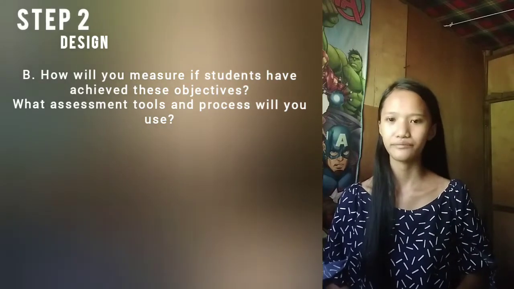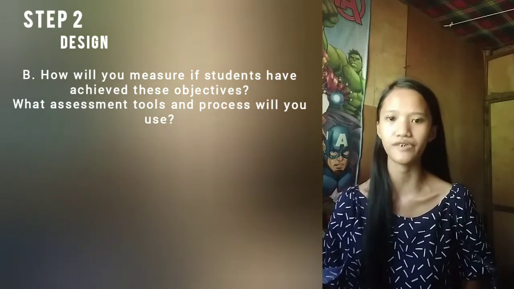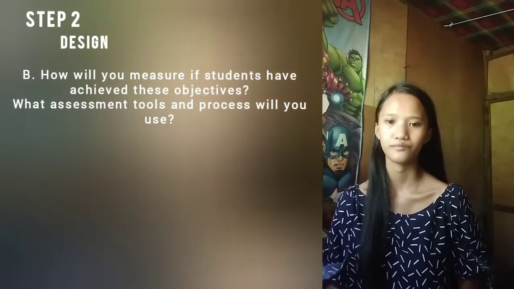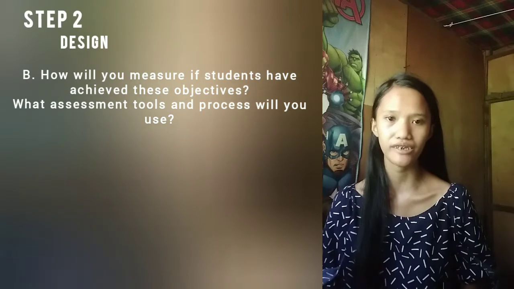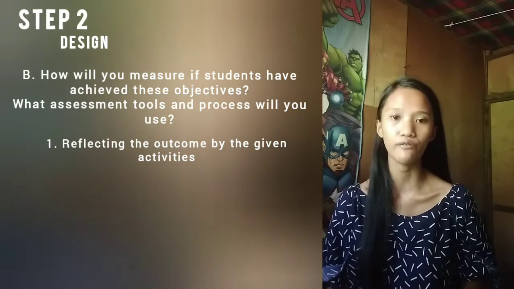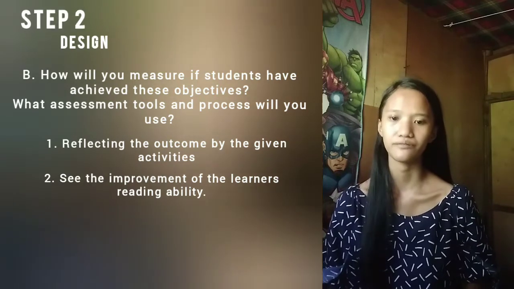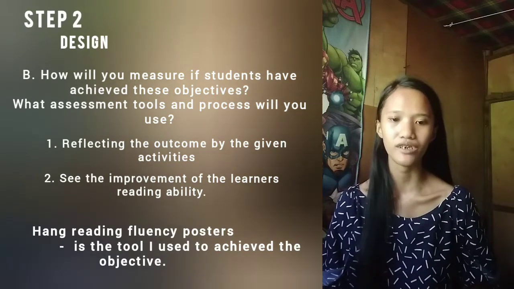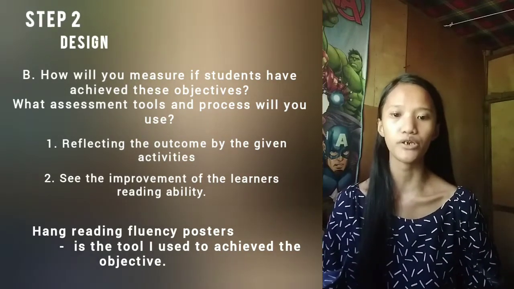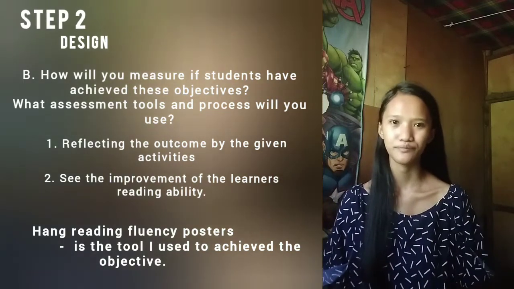Question letter B: how will you measure if students have achieved those objectives? What assessment tools and process will you use? I can measure if my students have achieved those objectives by reflecting on the outcome of the given activities and to see if they improved their reading capacity. Hang reading fluency is the tool I used to achieve the objectives, where each student could read 3 words before getting in the classroom.